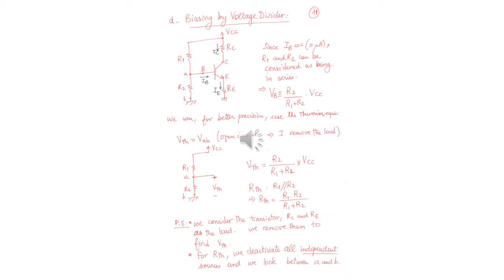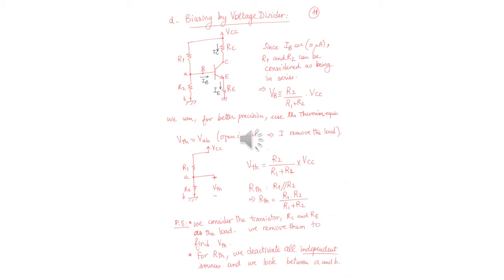We can, for more precision, use the Thevenin equivalent if you want. However, you can use this one. But for more precision, you can use Thevenin equivalent. V Thevenin equals VAB open circuit. So I have to remove the load. In this exercise, I consider the transistor and its resistances as the load. So I will have only this circuit, and I will have to find VAB.